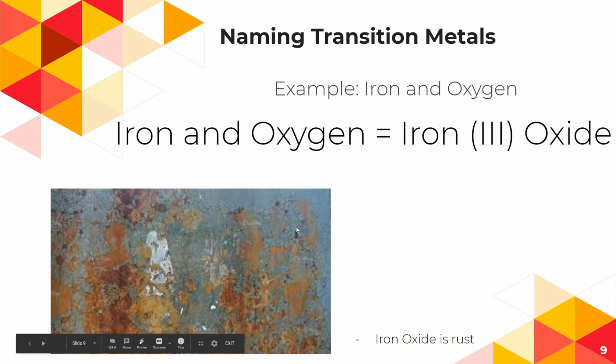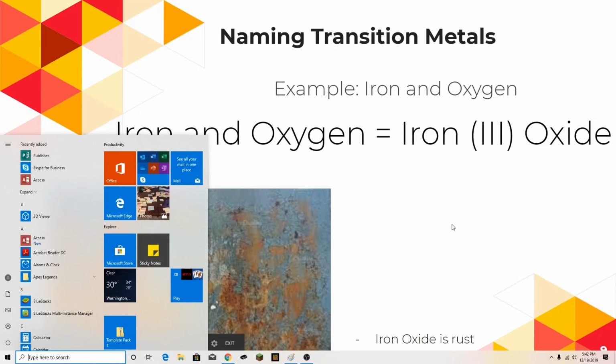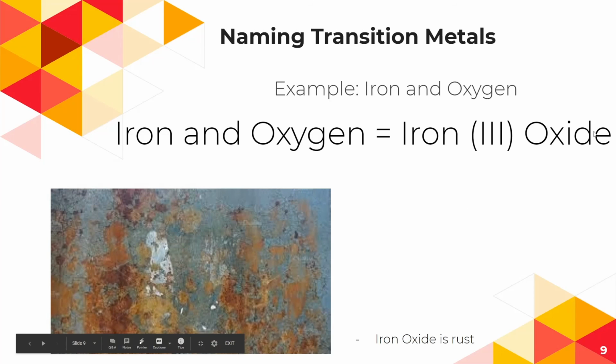And iron oxide is rust. We say oxide and not iron oxygen because oxide is oxygen with a charge, like chloride, fluoride, sulfide. So you say that if it has a charge.